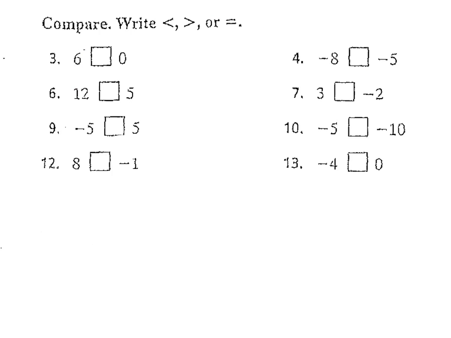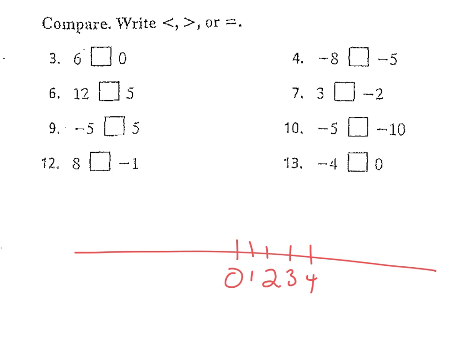Okay, so again, in this problem, we're just ordering the integers again. So I always try to think about the number line, think about zero here, and then we'd have 1, 2, 3, 4, etc. Going this way would be -1, -2, -3, etc. So 6 is higher than 0, so that's greater than. -8 is further to the left on the number line, so that is smaller than -5. 12 is bigger than 5.